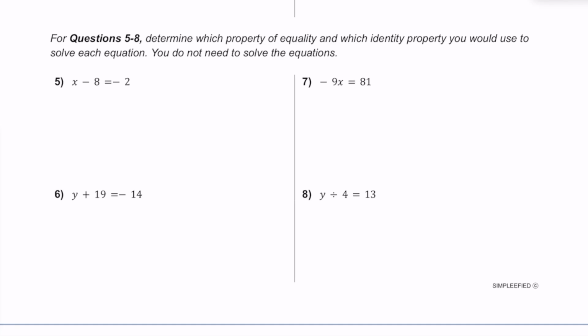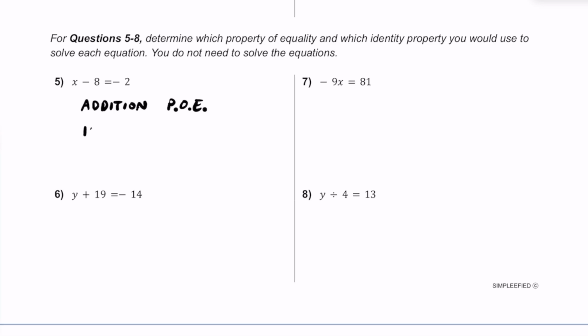So if we're adding 8 to both sides, we would say that we would be using the addition property of equality. Now, for the property of equality, I usually will abbreviate that as POE, okay? So if we were to add 8 to both sides of this equation, you would end up with 0 next to the x. So x plus 0 is just going to be x.